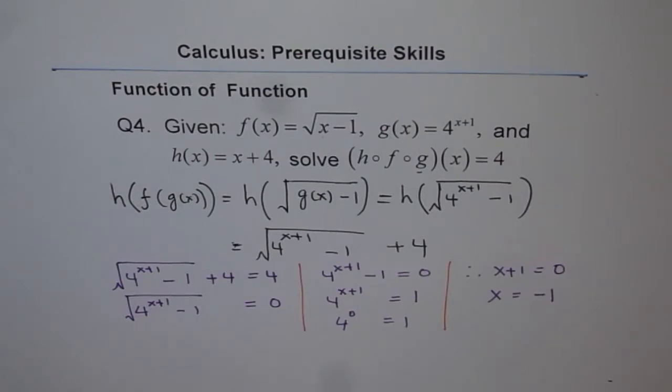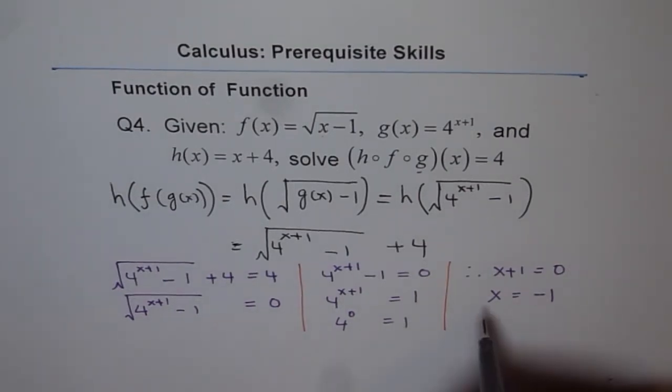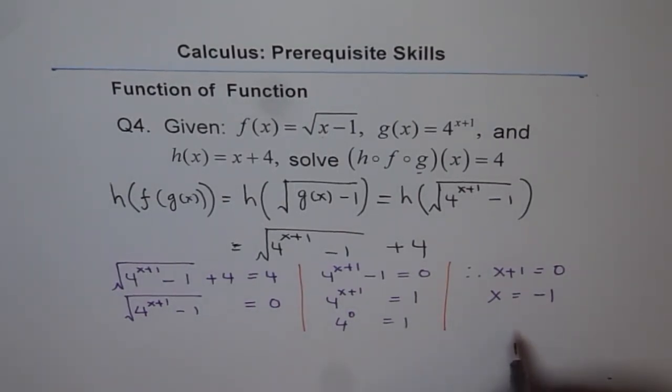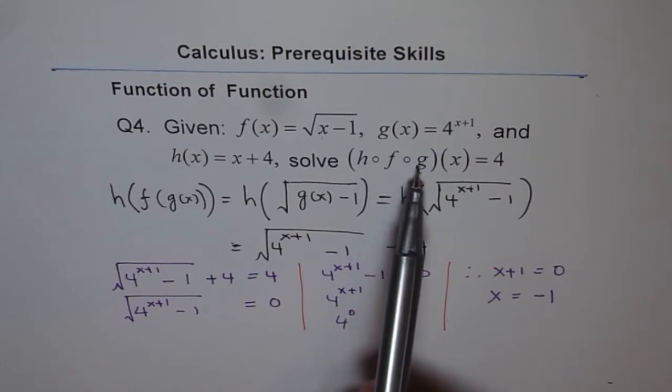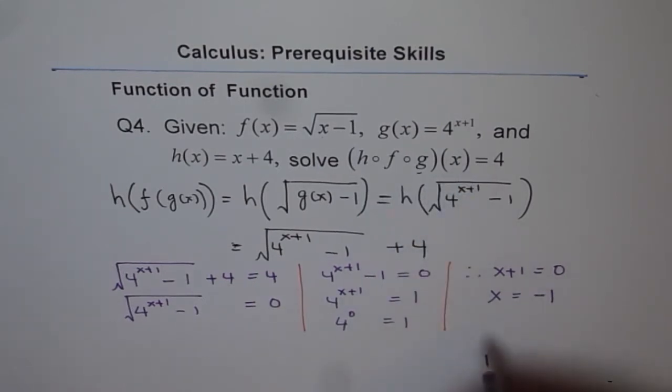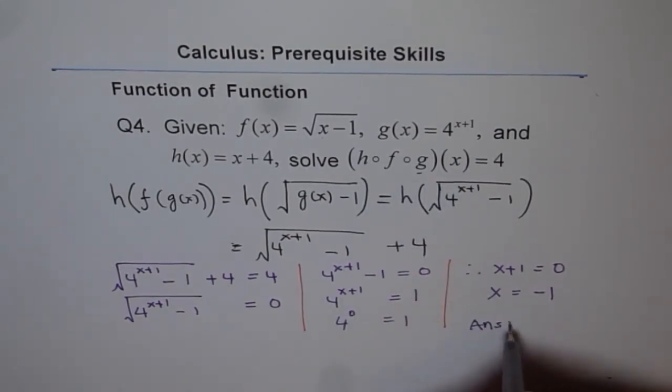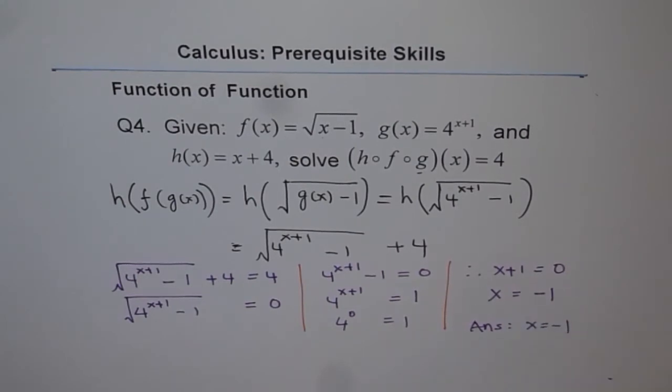Correct? So that is our solution. x is equal to minus 1. So we get x equals minus 1 as our solution. If x equals minus 1, then h of f of g of x is equal to 4. Correct? So that is the answer. Our answer is x equals minus 1. That is how we are going to do it.